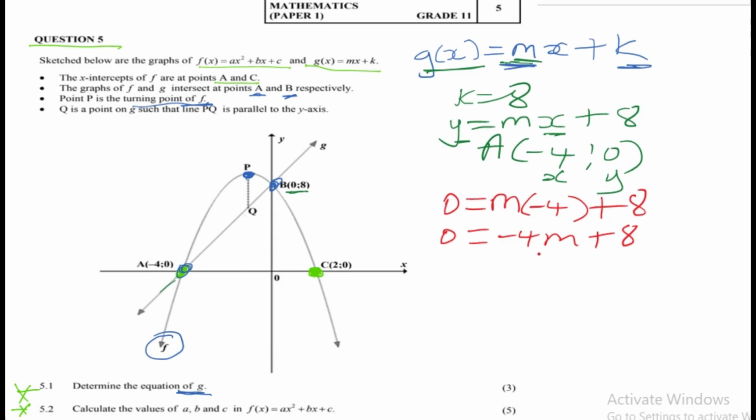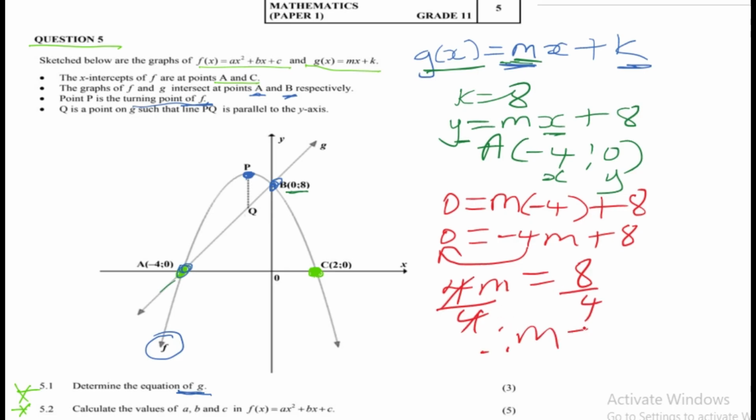Solving for m, we take this -4m to the other side. So we will have 4m is equal to 8. Now we divide by 4. Therefore m is equal to 2. That means the gradient of AB is equal to 2. So the gradient of this line is equal to +2.